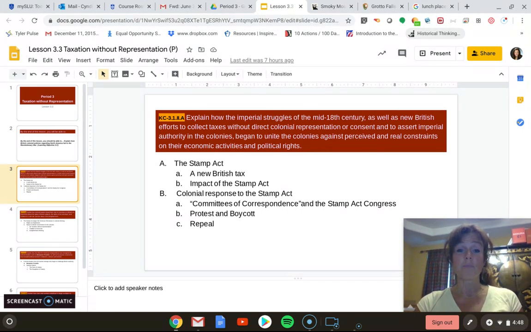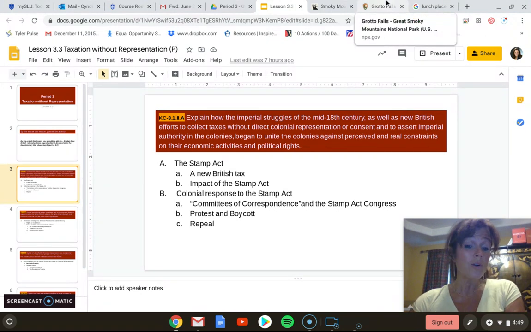So the committees of correspondence linked all 13 colonies, and the Stamp Act Congress got colonial leaders together to discuss opposition. So what they did was they sent over a list of grievances. That was part of their protest. Here's why we don't like it. They held boycotts of imperial British goods that were imported, such as tea, paper. They had protests in the streets. And believe it or not, the protests and the boycotts were successful.